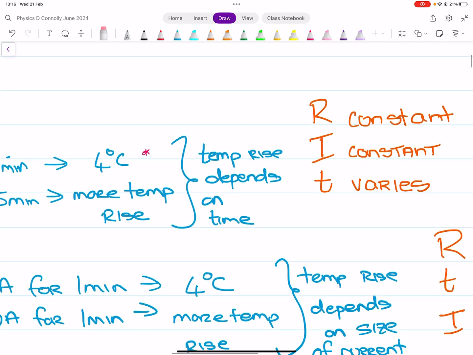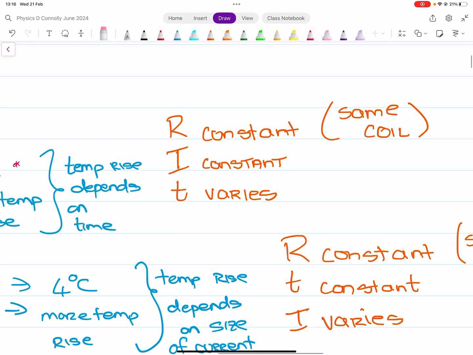Okay, so in that situation, the resistance is constant in that I didn't change the coil, so I used the same coil for both experiments. The current was constant. I said that the current remained at 10 amps, and what's varying is the time. So T here represents the time. When the time varies, you get a temperature variation. So the time that a current flows affects the temperature rise.